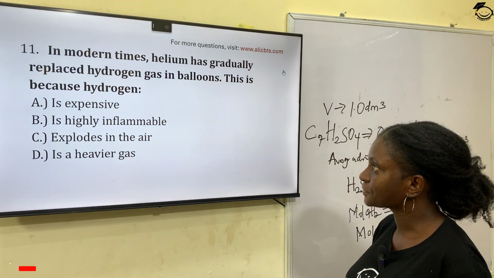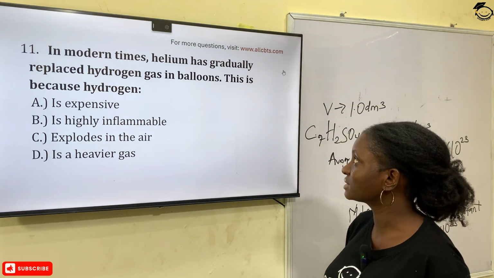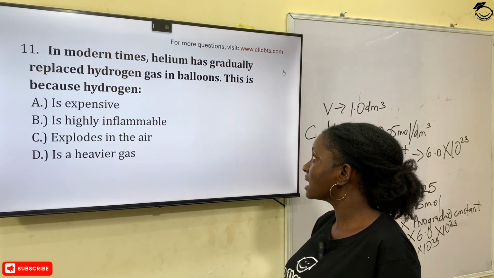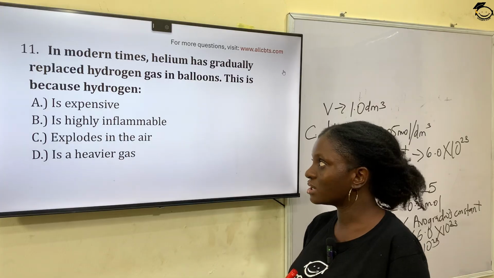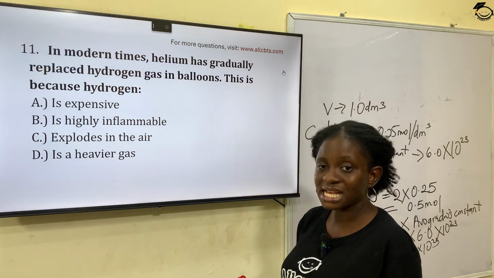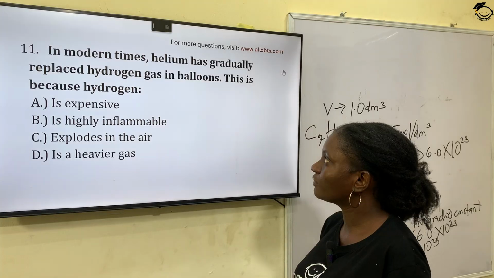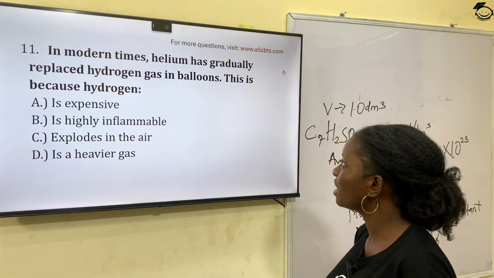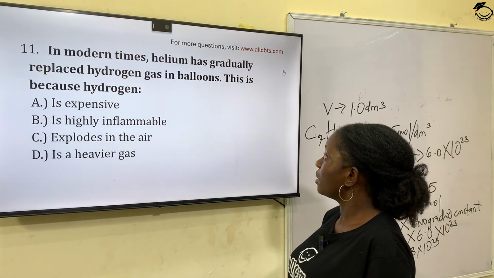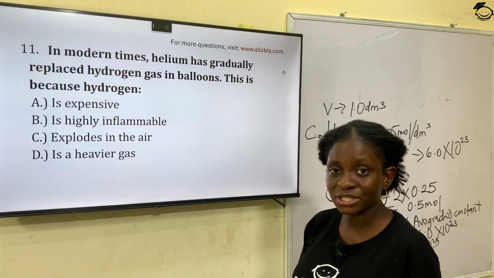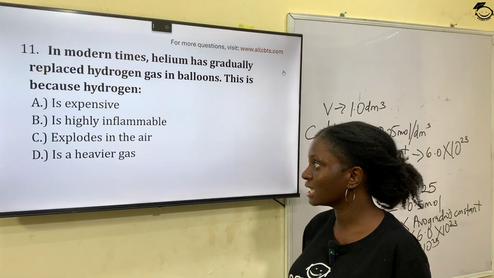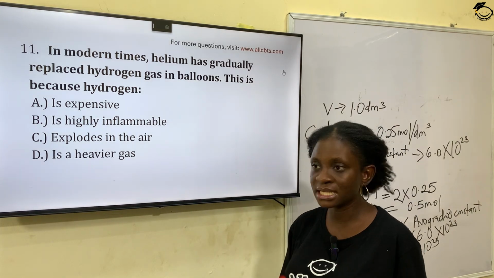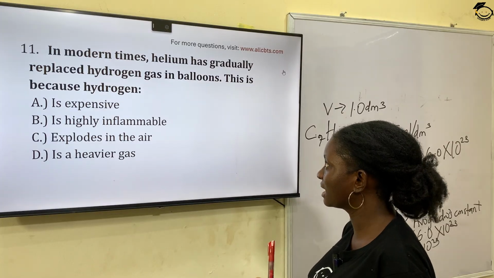Question 11. In modern terms, helium has gradually replaced hydrogen gas in balloons. This is because in modern times, there has been replacement of hydrogen gas with helium. Why is that so? Especially in balloons. Is it because option A, it is expensive, B, it is highly inflammable, C, it explodes in the air, D, it is a heavier gas?